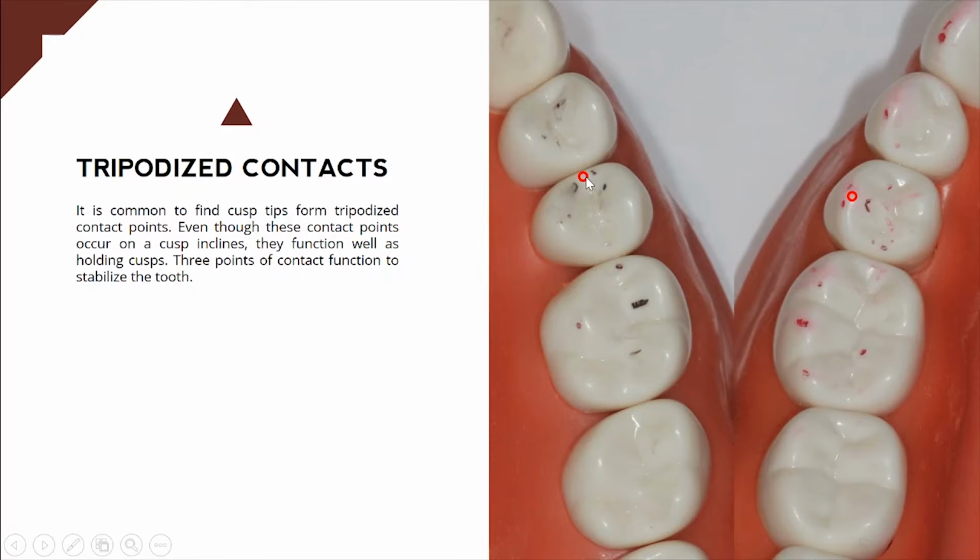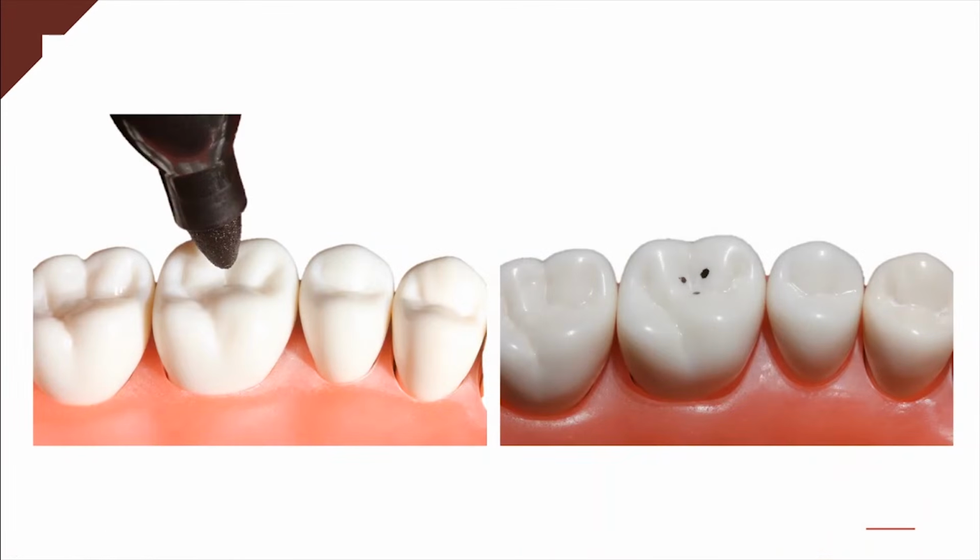So if we have that situation where we form a tripodized contact, where we have 3 points, well, these can function as a stable holding cusp. So even though these contacts occur on cusp inclines, they form a stable tripod and they function to stabilize the tooth.